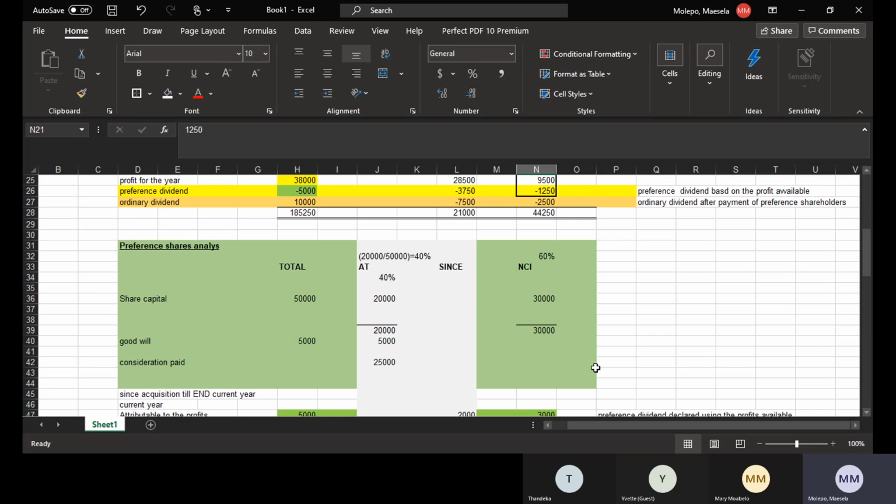Then the profit for the year is the one of our non-controlling, which is already calculated on the statement of profit and loss. You add 11,250, then you less the dividend paid of 5,500. The dividend paid of 5,500 is represented by the 2,500 of the ordinary dividend plus the 3,000 of the preference shares. So they give you the 5,500 on the non-controlling part. Now you do the total equity, which is the addition of all those columns.